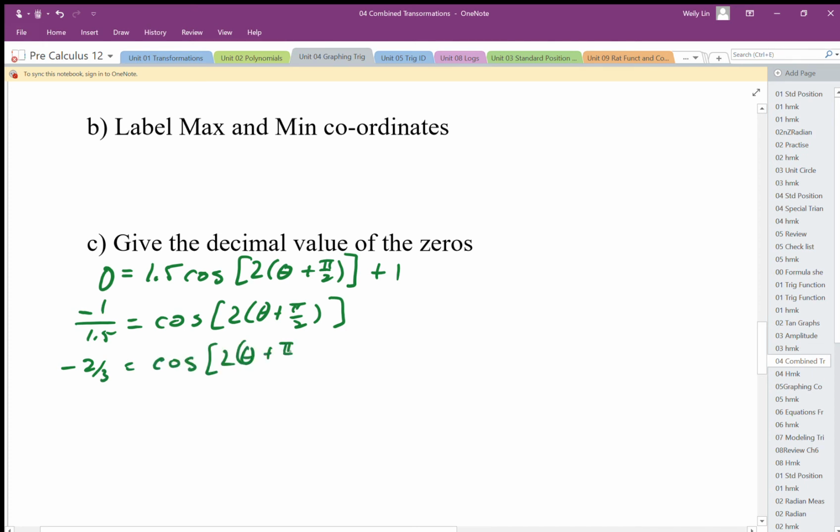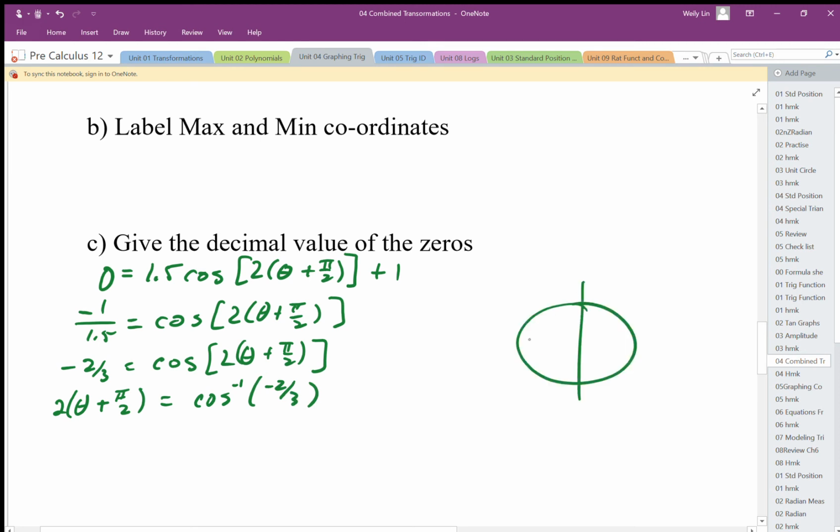At this point, I need to undo the cos, so I need to undo the cos with an arc cos. Some of you know that we can just say the angle 2 theta plus pi over 2 is equal to whatever that angle is, but I'm going to write it out. So this is going to be the arc cos of negative 2/3. I'm going to draw a picture of that. Negative 2/3 maybe somewhere around here.